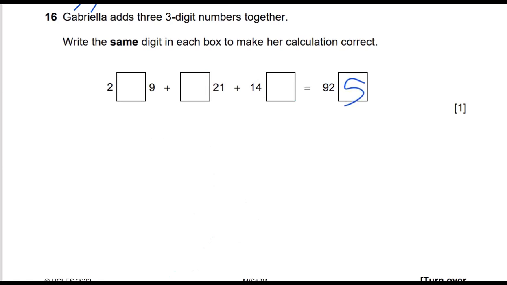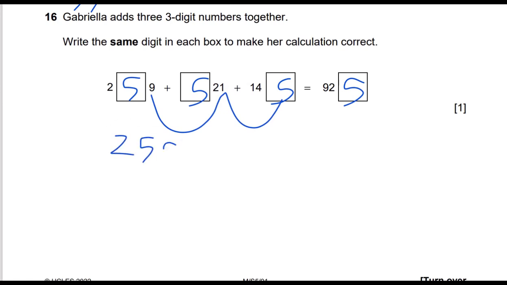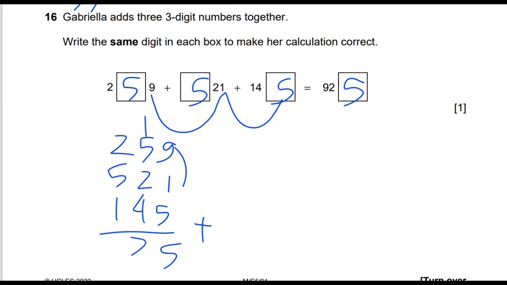If this is 5, this is 5, this is 5, this is 5. 9 plus 1 is 10, 10 plus 5 also ends with 5. So yes, lucky. Okay, the answer is 5.